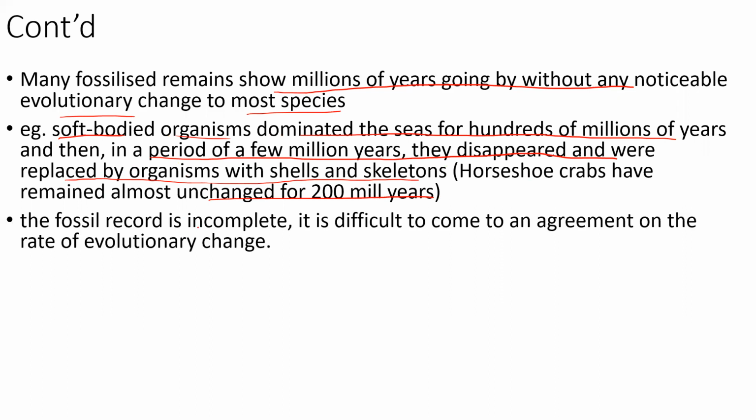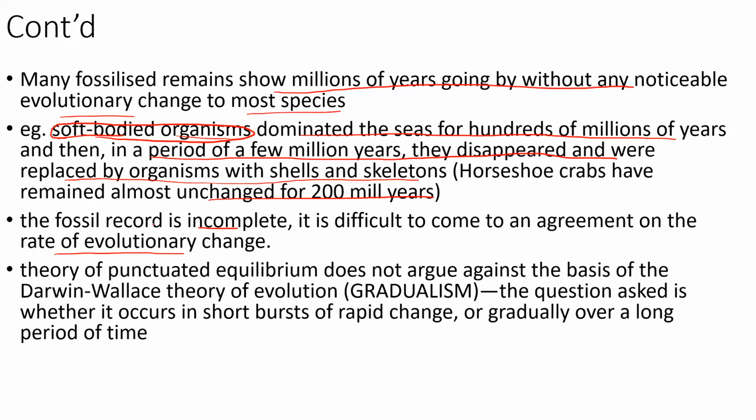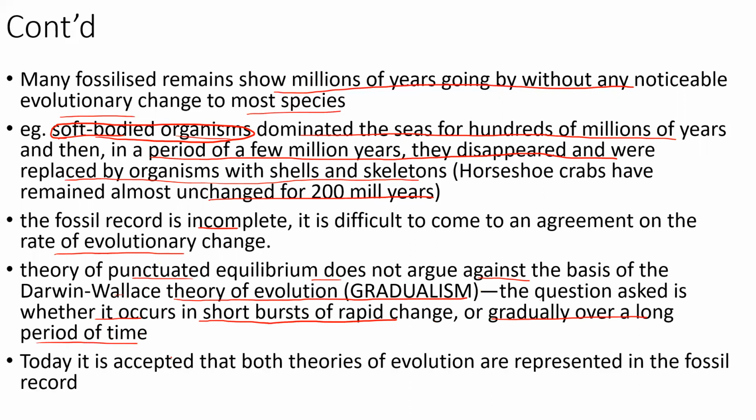The fossil record is incomplete. It's difficult to come to an agreement on the rate of evolutionary change. Part of that problem is because soft-bodied organisms don't leave fossils. The theory of punctuated equilibrium does not argue against the basis of the Darwin-Wallace theory of evolution, gradualism. The question asked is whether evolution occurs in short bursts of rapid change or gradually over a long period of time. Today, it's accepted that both theories of evolution are represented in the fossil record.